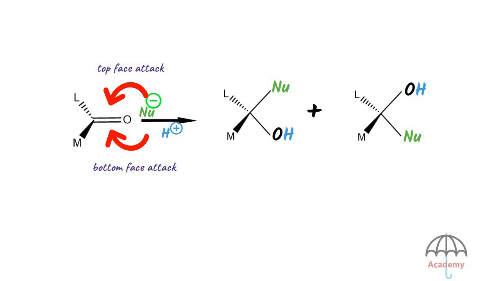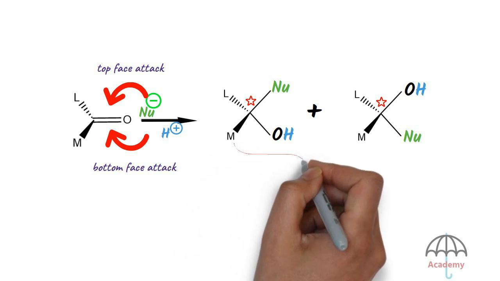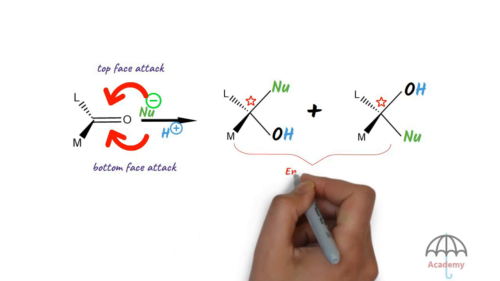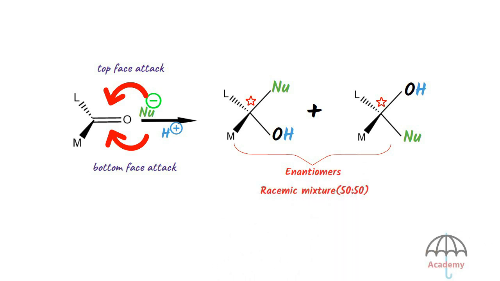Notice that in the product, four different groups are now attached to the central carbon atom. A chiral center is generated in the product. Upon examination of the products, it is found that the two products are enantiomers. The products are formed as a racemic mixture, which is a 50:50 mixture of two enantiomers, because there is an equal probability of attack of the nucleophile from the top face as well as from the bottom face. Thus, the original carbonyl compound is said to have heterotopic faces. And since enantiomers are formed, the heterotopic faces are said to be enantiotopic.